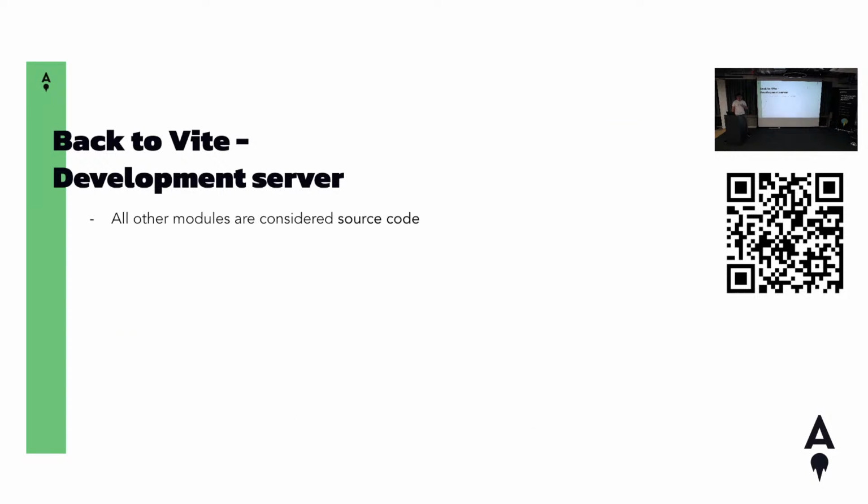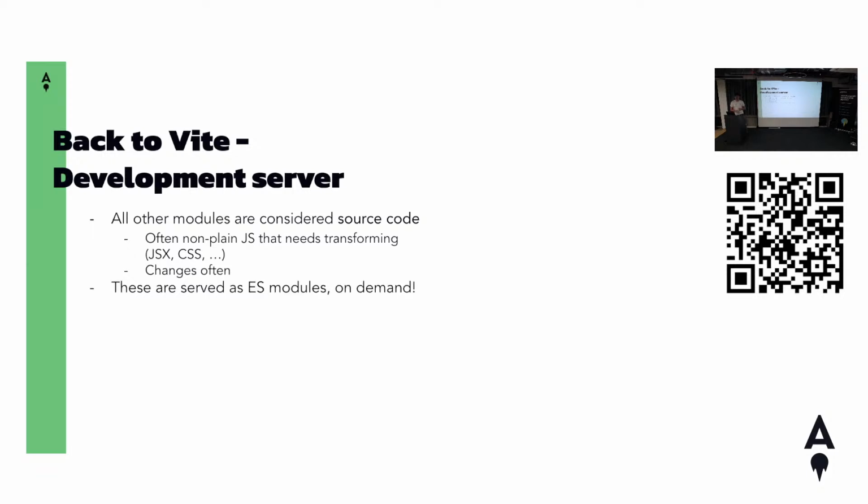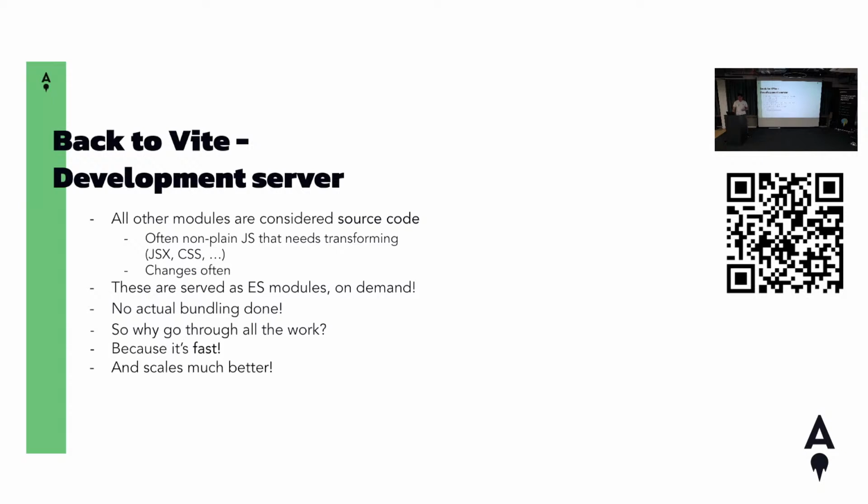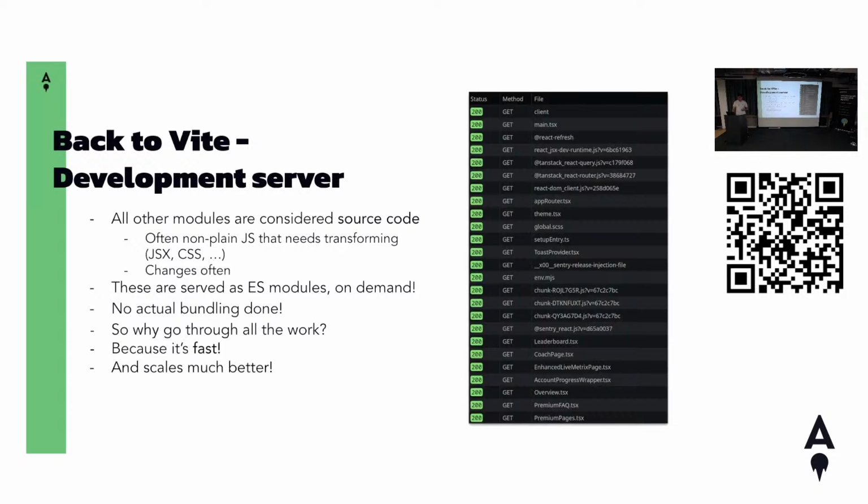Okay, so anything that's not third-party code is considered source code, which is non-plain JavaScript, or rather TypeScript nowadays, that needs transforming, and it changes very often. So this code, basically your own code, gets served as ES modules on demand. It just gets transpiled. It doesn't actually bundle the stuff before it serves it to you. It just straight up sends you all of your modules. So it's fast, and it looks like this.